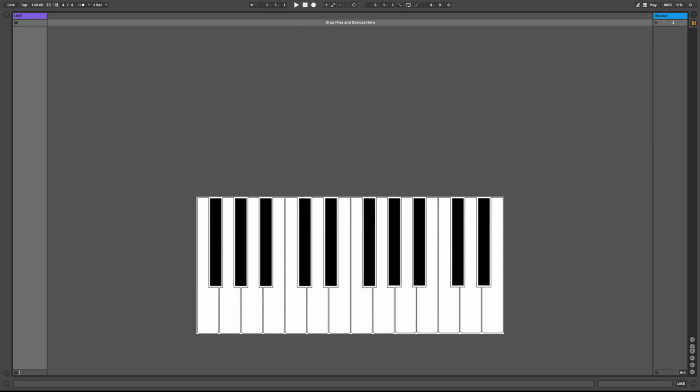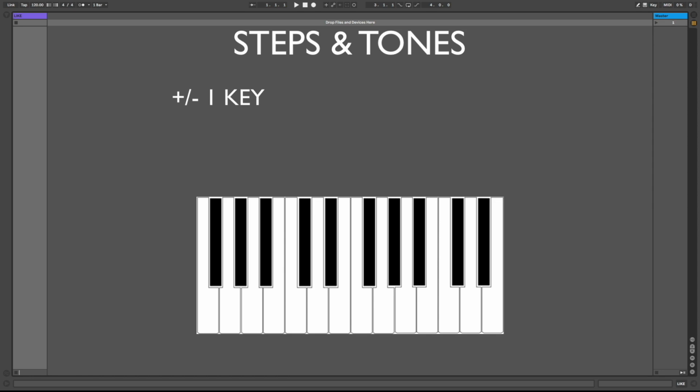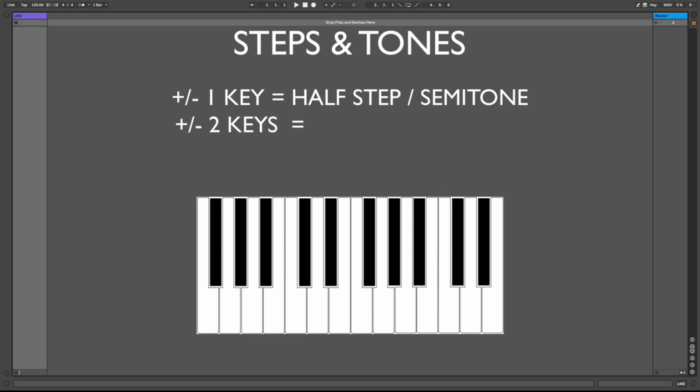Now let me talk to you about half steps, whole steps, tones, and semitones. You should know that going up or down one key on the piano or any instrument is known as moving a half step or a semitone in traditional music theory terms. Going up or down two keys is known as moving a whole step or a tone.